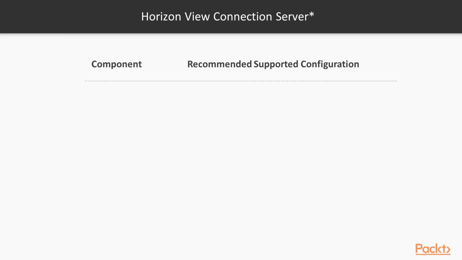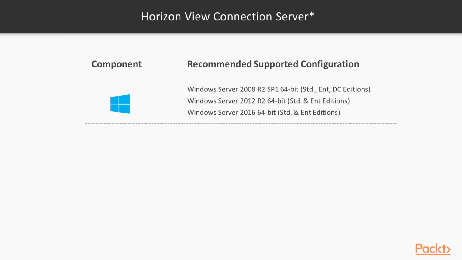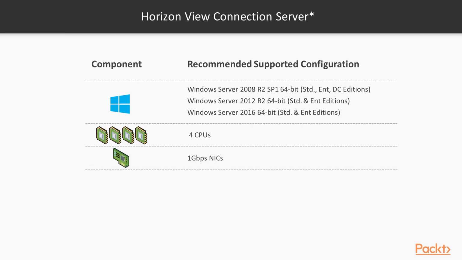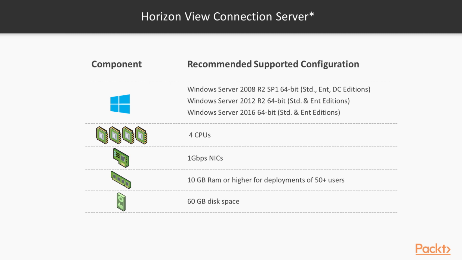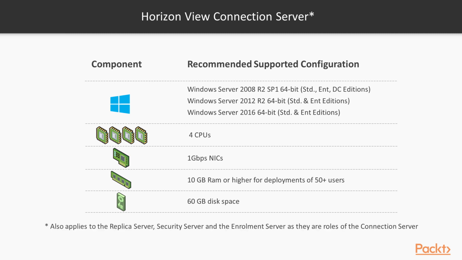It will need to be running either Windows Server 2008, 2012 or 2016 with the additions shown: 4 virtual CPUs, a 1 gig network card, 10 gig of memory, particularly required if you're going to host more than 50 users on the connection server, and a 60 gig disk ready for the actual installation itself.